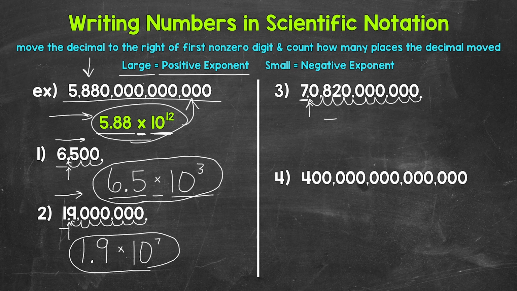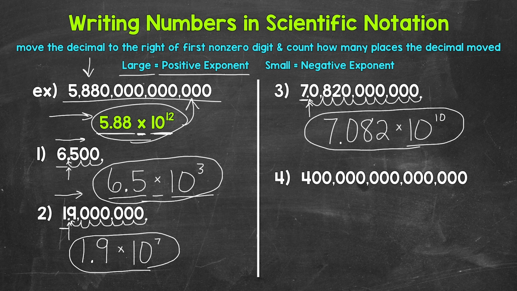So we need to write this as 7.082, and then we can leave all of those zeros to the right off, times our power of 10, which is going to be 10 to the power of 10 since we moved that decimal 10 times. And this is our scientific notation. 7.082 times 10 to the power of 10.